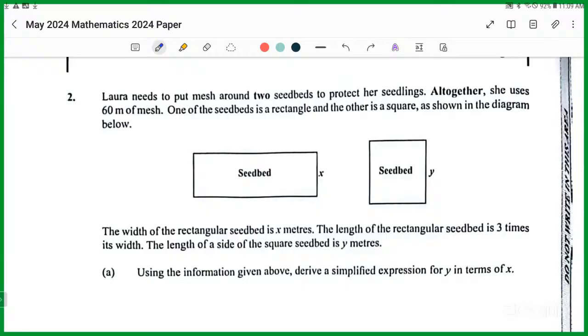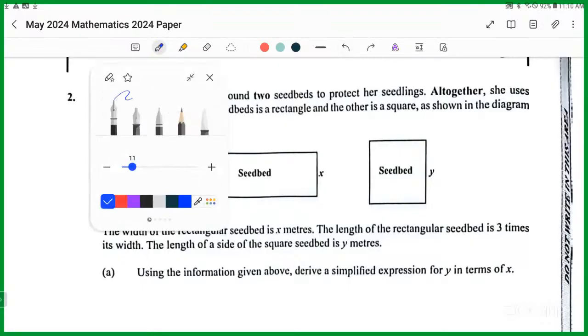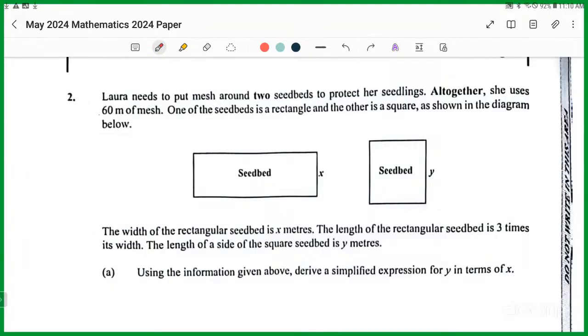But let's go. It says Laura needs to put mesh around 2 seed beds to protect her seedlings. It says altogether, note they put it in bold, and it's 2 seed beds in bold. Altogether, she uses 60 meters of mesh. That's the length of mesh that she used to go around these 2 seed beds. So the total length of mesh that she uses is 60 meters. Let's make a note of that, because this is the only place this information is located.